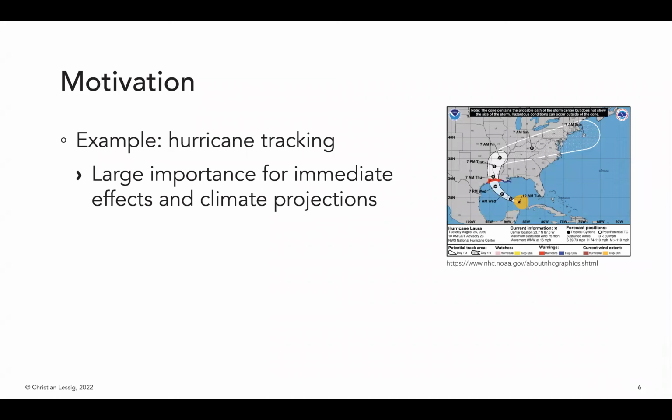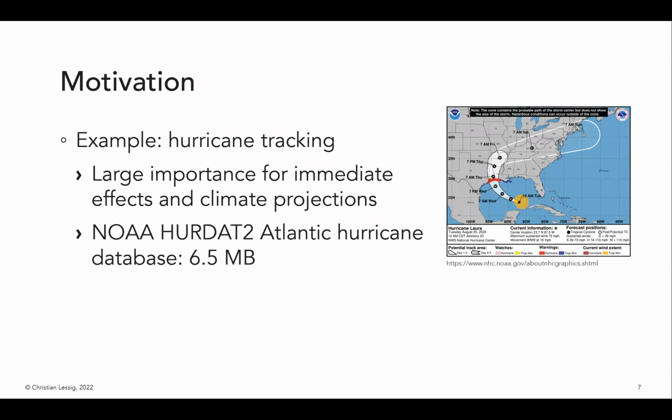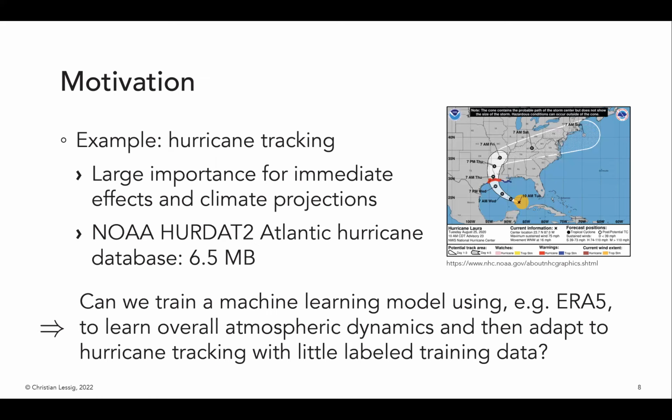And if you look, for example, at hurricane data, there's the NOAA Atlantic Hurricane database, that's 6.5 megabytes of training data you have. So maybe you can train a tiny MLP with a few hundred parameters on this data. But on the other hand, you have these 6 petabytes of ERA5 reanalysis. And so the question is, can we somehow leverage these large amounts of data to help us out in these situations where we have only very little specific training data?